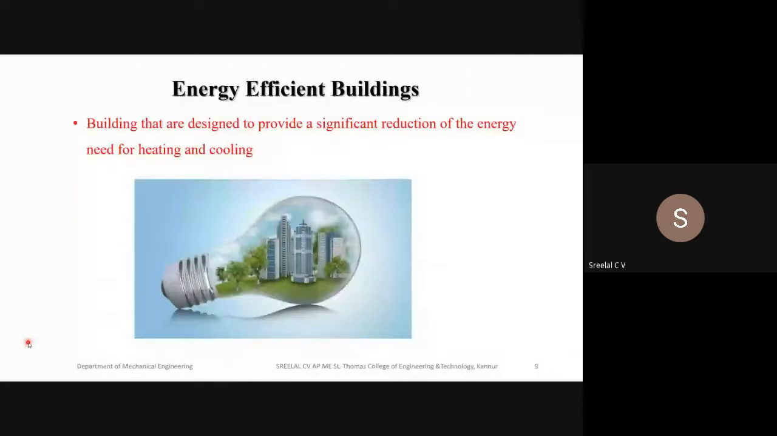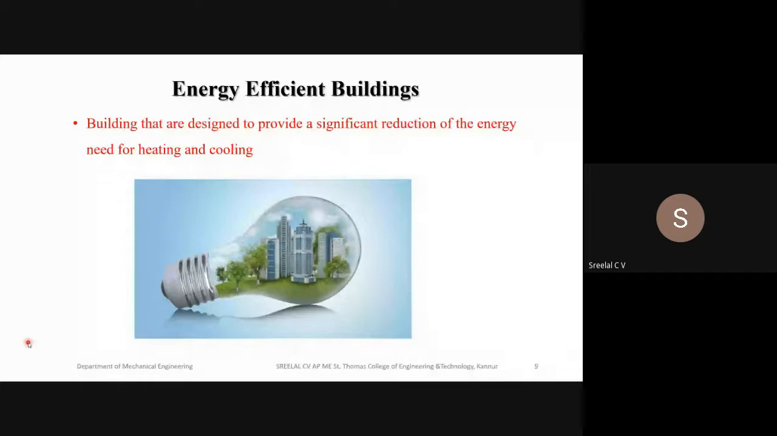Okay, so moving to the energy efficient building. This is the thing we were discussing. If you are considering a particular building, you have to understand that we have to design it in order to reduce the usage of electricity or energy. The energy utilization in a building is mainly in the form of electricity. So we have to decrease that intake of energy while designing.